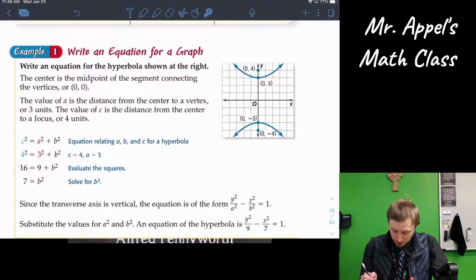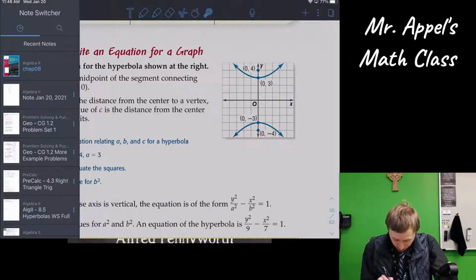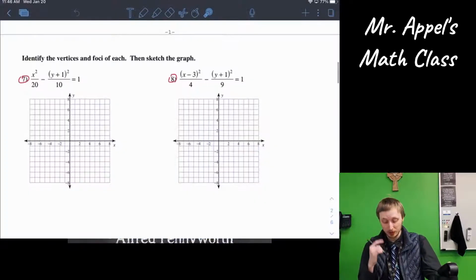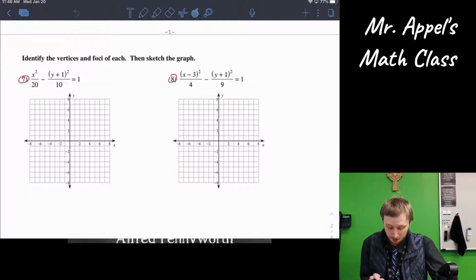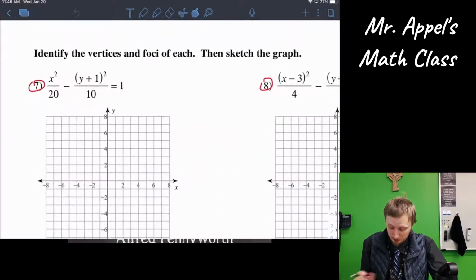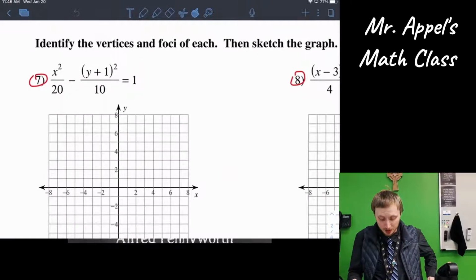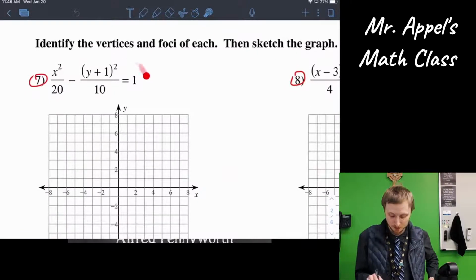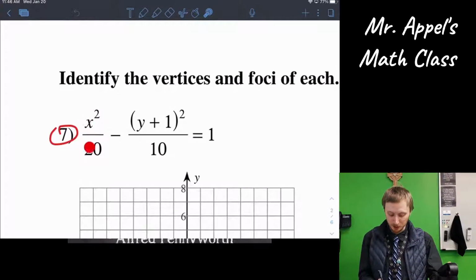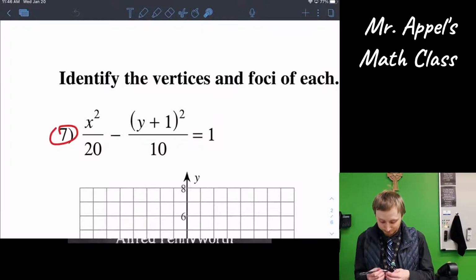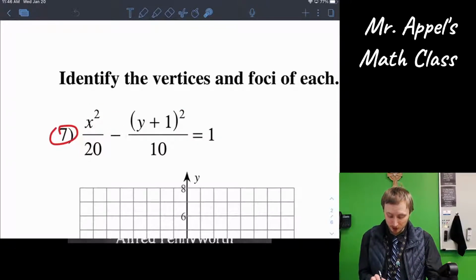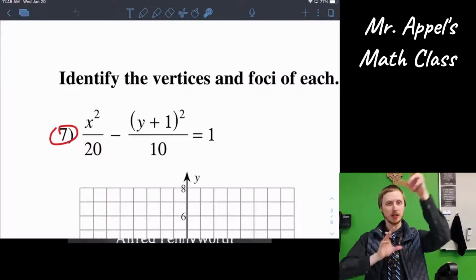Let's do this. I have here a different practice worksheet than the one you have, just to do some examples. So here is my first hyperbola. I've got x squared over 20 minus y plus 1 squared over 10 equals 1. So notice I've got x first, x squared minus the y squared. Horizontal is dominating. This is what tells me which side of the box.